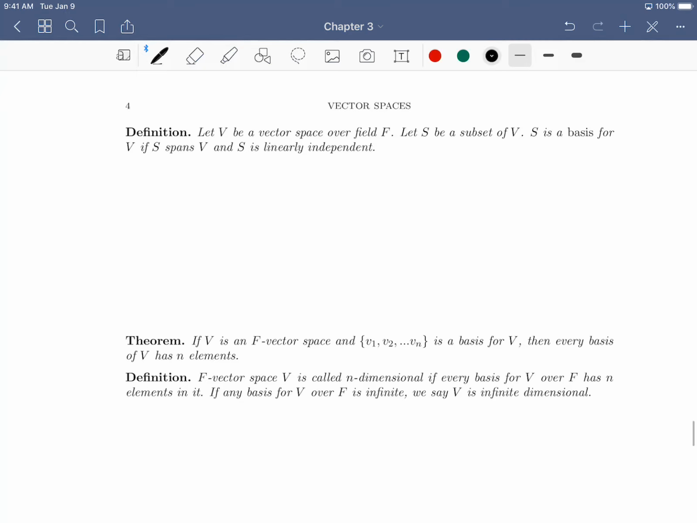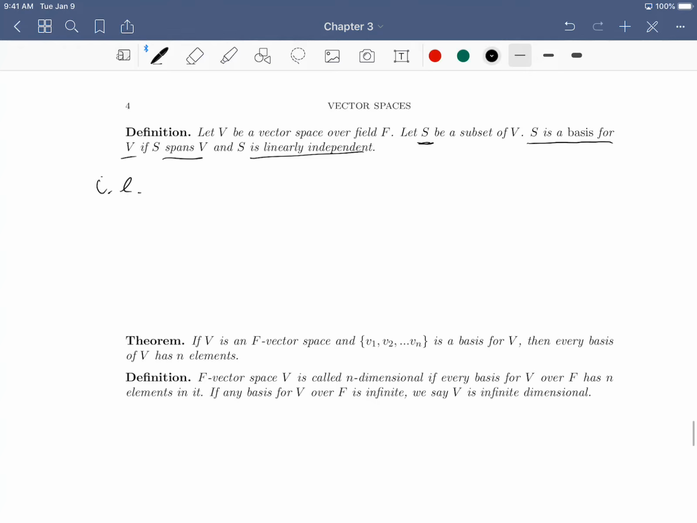So now we have these two ideas of a subset of vectors spanning a vector space and being linearly independent. And this definition at the top puts them both together. So now we have the same setting. We have a vector space, we have a field. S is a subset. What we're defining is S being a basis for V. So S is a basis for V over the field F if it spans and is linearly independent.